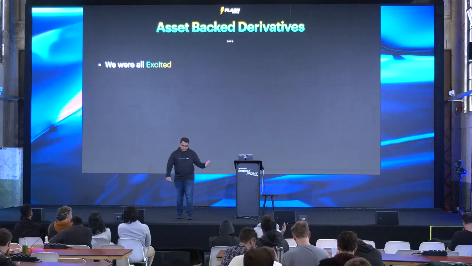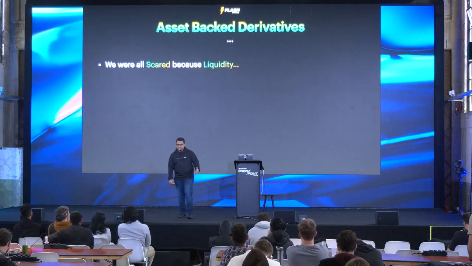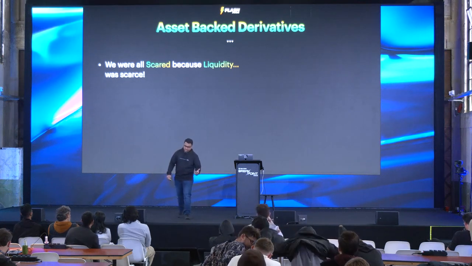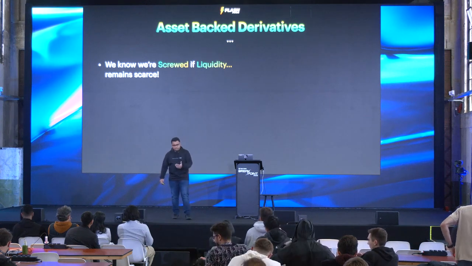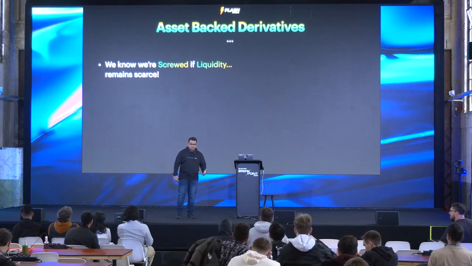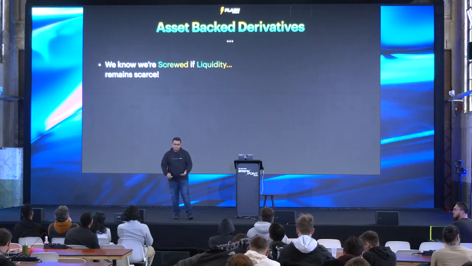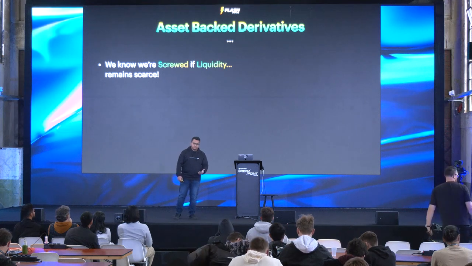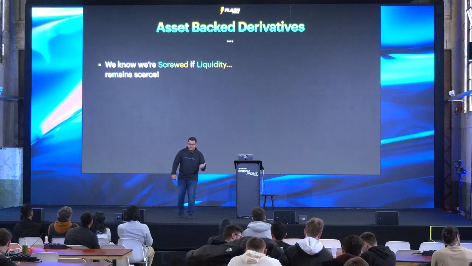And from that idea is where we come to asset-backed derivatives, which we were all excited for, and we were all scared back then, because liquidity was scarce. And we know we are screwed if liquidity remains scarce. Liquidity is important for protocols to operate. And we have seen what happens when there is a liquidity crunch on chain. Liquidations go wrong, and that could be a cascade of catastrophes happening.